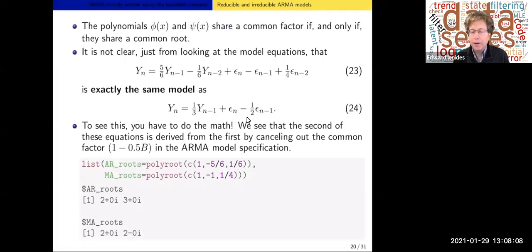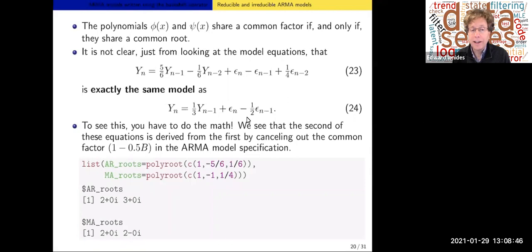Okay, so we pointed out that these polynomials share a common factor if and only if they share a common root. And one of the nice things about knowing that math is that if you just try to look at the fitted model, it might be very unclear that you have two models that are essentially the same because they share a root. And here's two in equations 23 and 24. And unless you have much better intuition than me, you wouldn't see immediately that these are essentially the same model. You have to do the math.